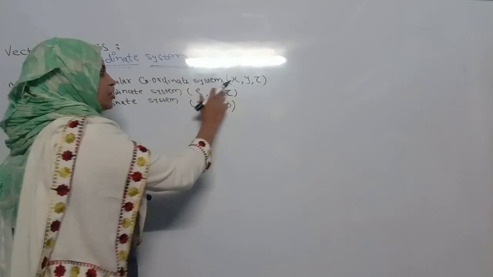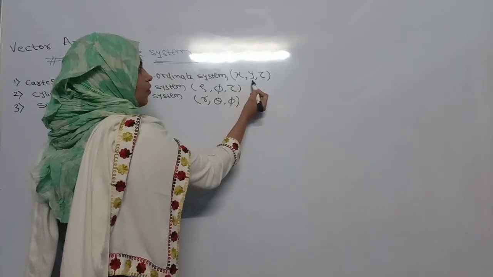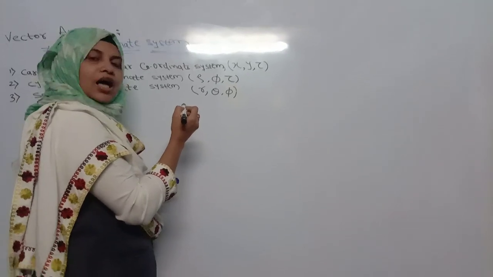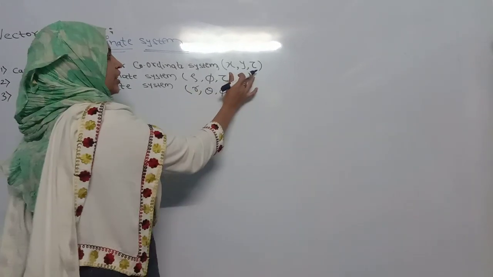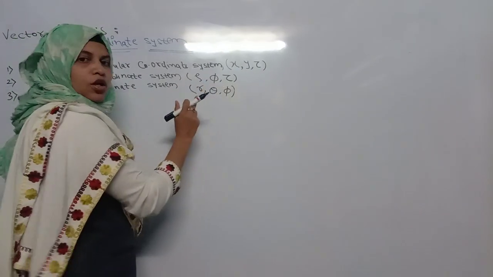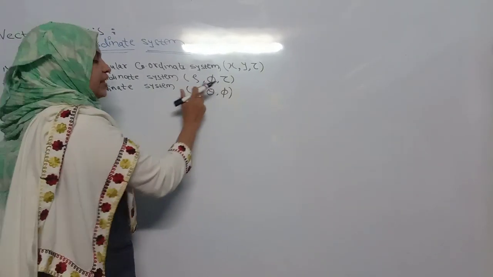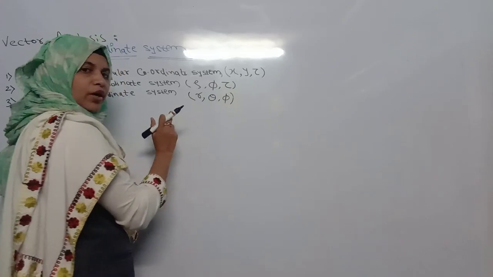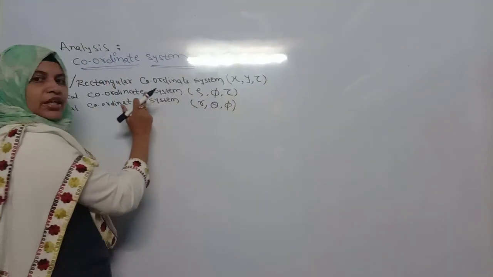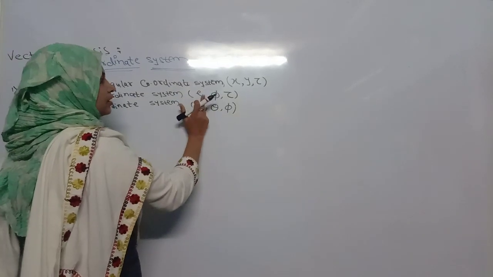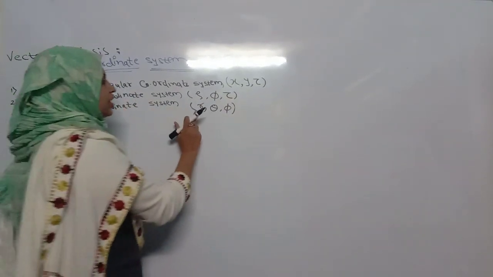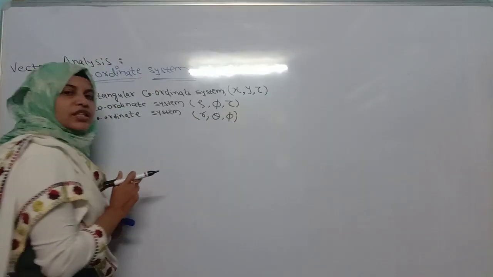In the first case, x, y and z are the three values, the three parameters related to the Cartesian or rectangular system. Similarly, rho, phi, z. Rho indicates the radius, phi indicates the angle, and z is the point. In this way, if a radius, an angle, and one point are there, by looking at this notation you can say that is cylindrical. Similarly, if r, theta, phi is there, you can say this is spherical.